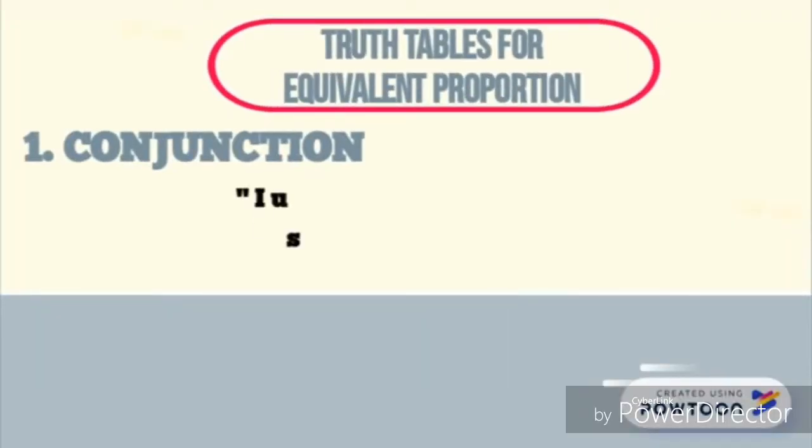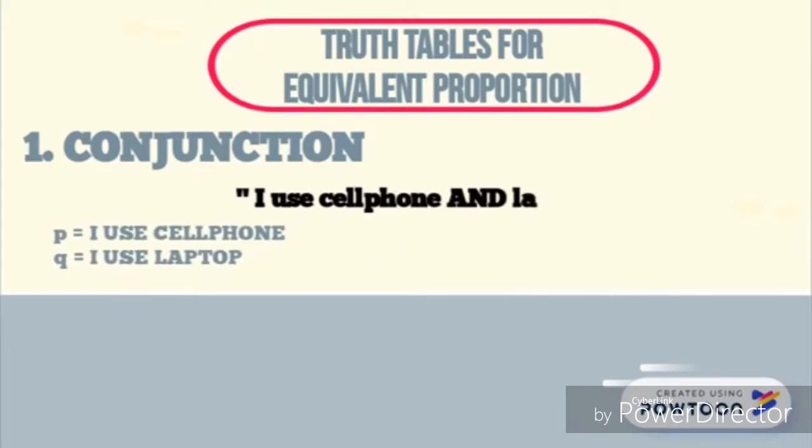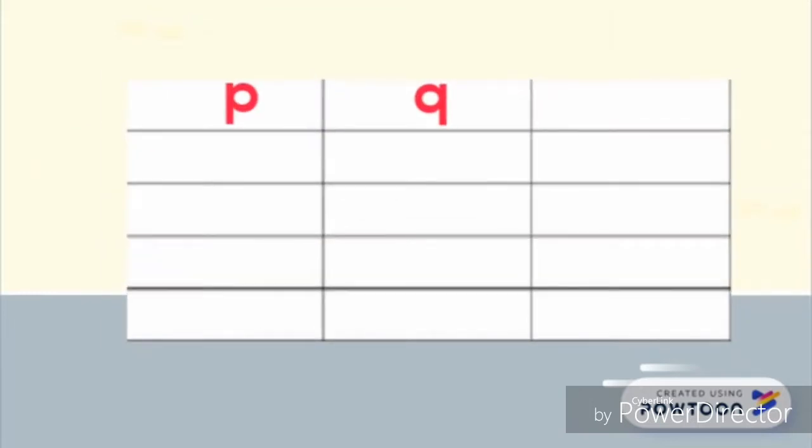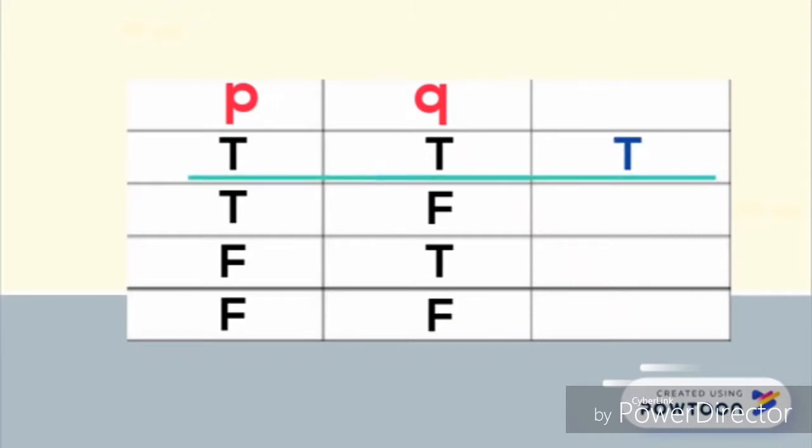Number 1, conjunction. I use cell phone and laptop. P is equal to I use cell phone. Q is equal to I use laptop. Take note, it is only true if both P and Q are true. Example, the given are P is true, true, false, false. Q is true, false, true, false. The first row of P and Q will become true and the rest will become false.